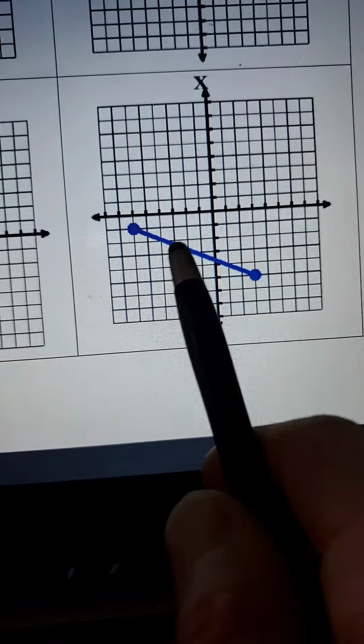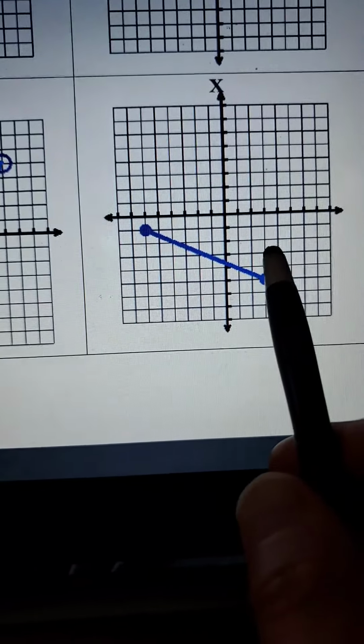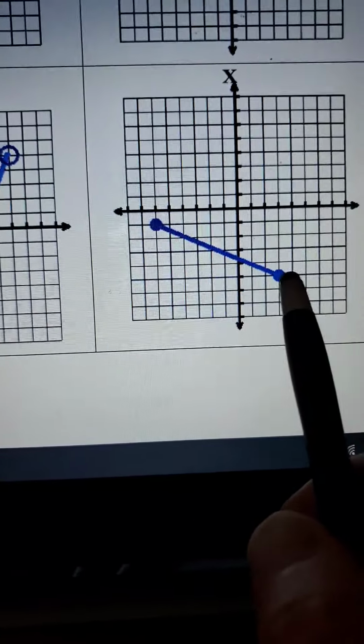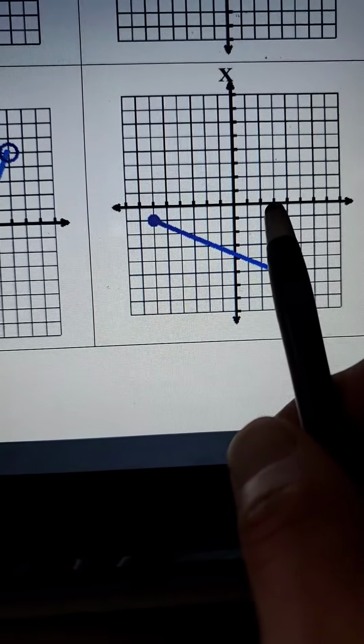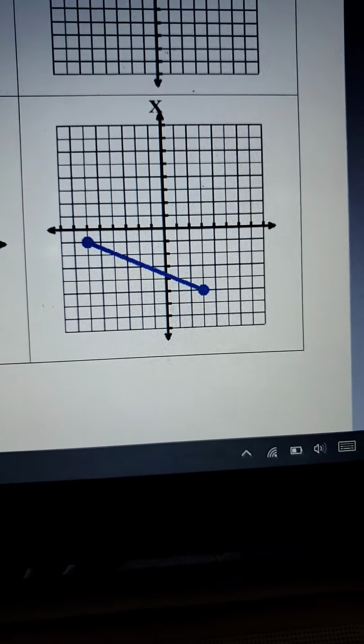Finally, this domain, we go left 6 and right 3. -6 to 3 for the domain. The range is from -5 to -1. Graph X goes with 16.